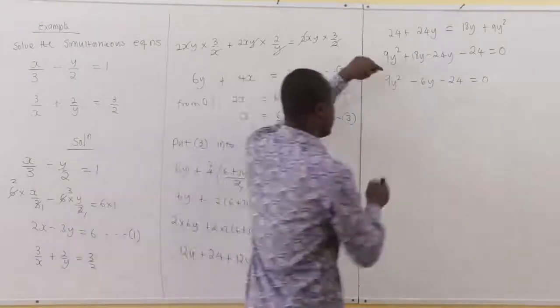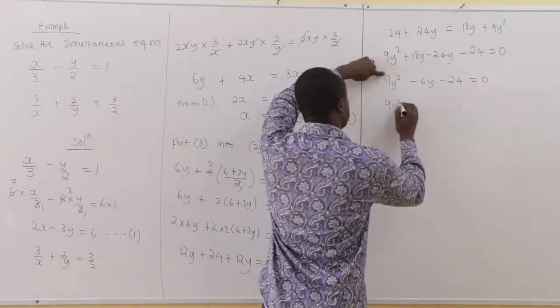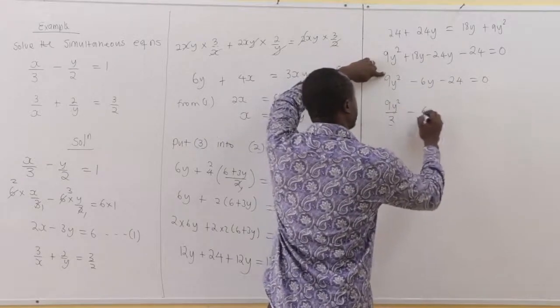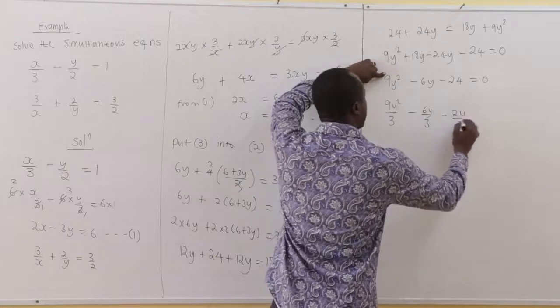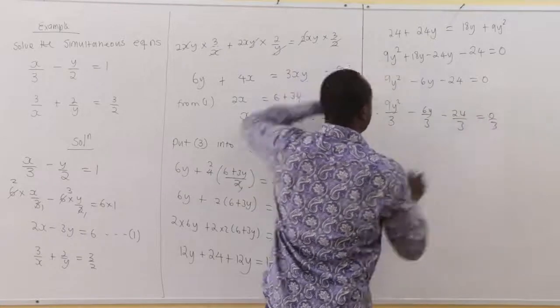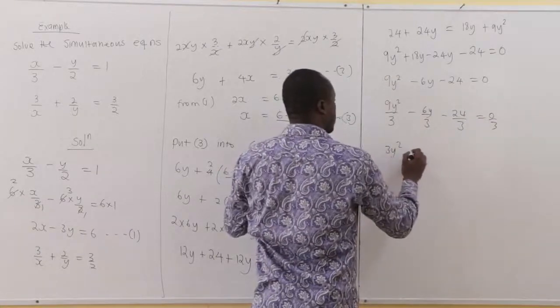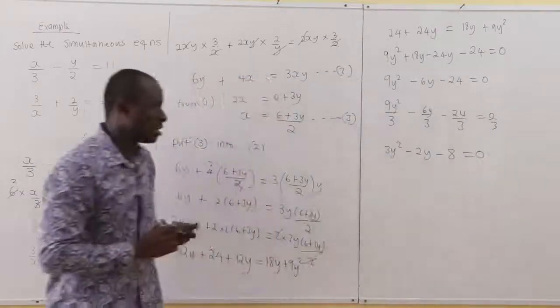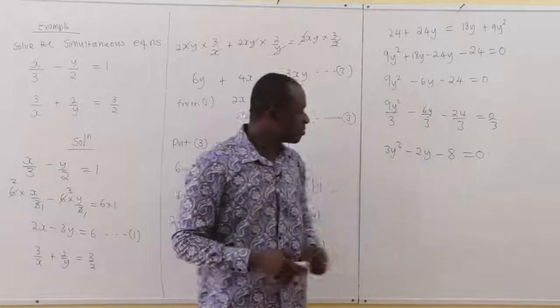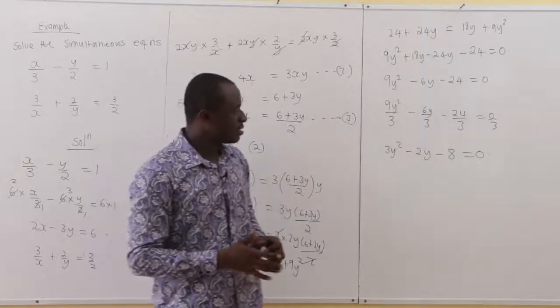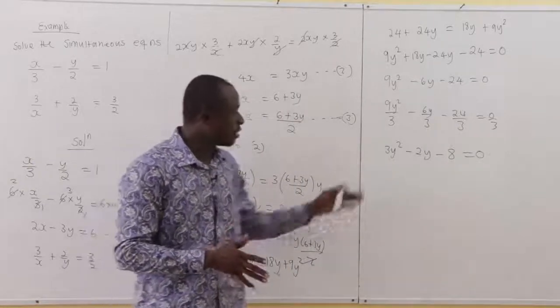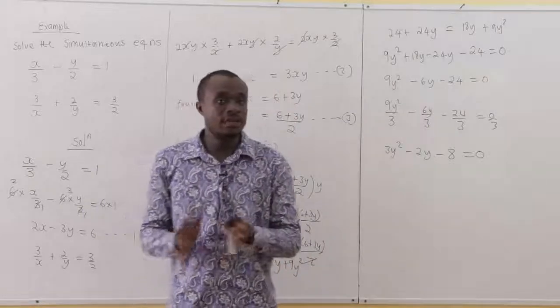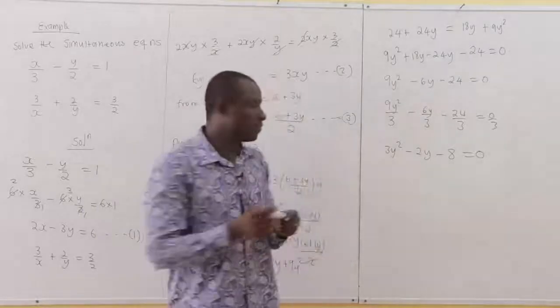So when I divide, that's 9y squared over 3 minus 6y over 3, minus 24 over 3, equals 0 over 3. This gives us 3y squared minus 2y minus 8 equals 0. We need two numbers that multiply to give negative 24 and add to give negative 2. Clearly the factors are negative 6 and positive 4.